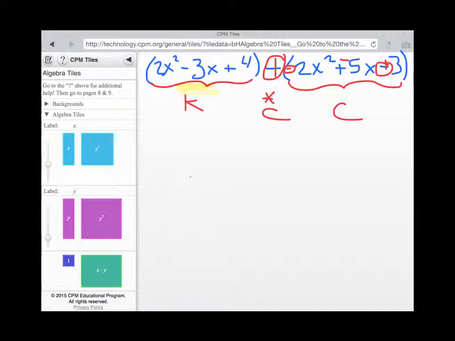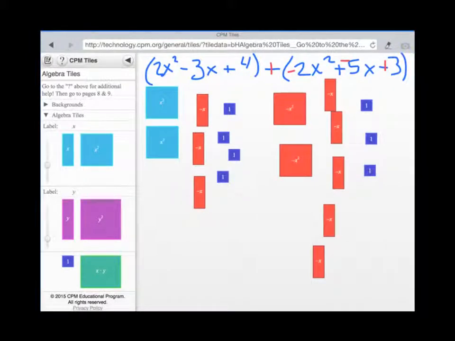So now it's easy because now I have addition and now I can just add. Basically I'm just adding all of these terms to my picture so I can see what happens. So here's what it looks like when I then add them. Okay, if I get rid of 0 pairs, look, I've got 2x squareds and a negative 2x squareds. They're gone. And that is the only 0 pairs that I have. So my final answer then would be negative 8x's plus 7 ones. So that would be my final answer.